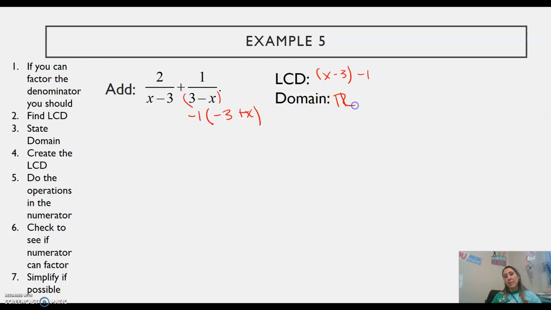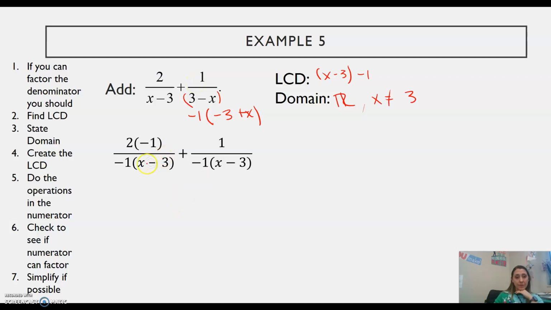Our domain is going to be where x cannot equal positive 3. Okay, so then what we're going to do is I need to multiply the top and the bottom over this one by negative 1. Right there. Then I get negative 1 times 2 is negative 2. Here I have a negative divided by a negative, which is a positive, so that turns into this. I can't have a negative in the denominator, so this turns into a positive, and this turns into a negative.